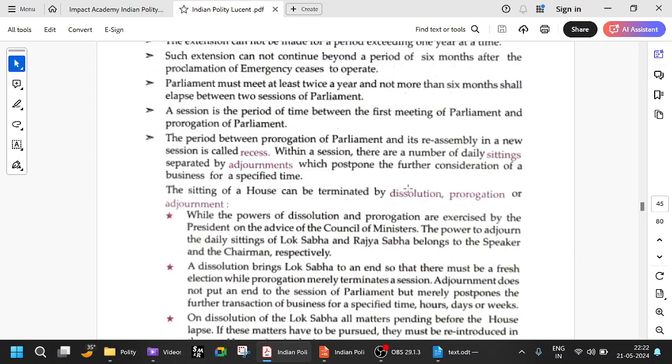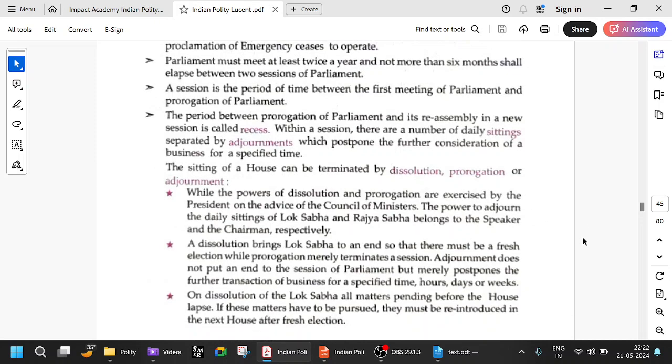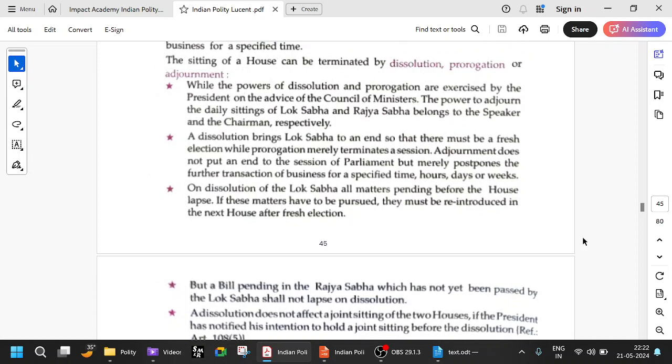The sitting of a house can be terminated by dissolution, prorogation, or adjournment. While the powers of dissolution and prorogation are exercised by the President on the advice of the Council of Ministers, the power to adjourn the daily sittings of the Lok Sabha and Rajya Sabha belongs to the Speaker and the Chairman. That is the daily adjournment. Okay, so today if the Parliament is in session, once the sitting is over, it is adjourned for the day. That power is in the hands of the Speaker and Chairman. And the whole session, the whole winter session or the summer session, that is prorogation, that is exercised by the President. Okay, so the President calls for the session of the Parliament or the assembly, and he is the one who prorogues it.